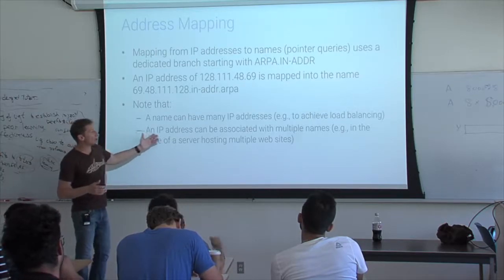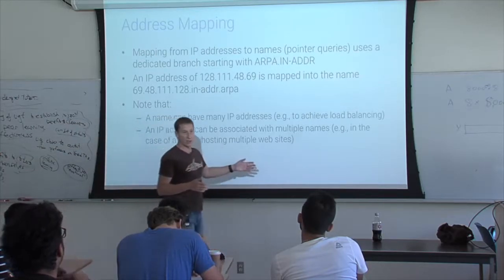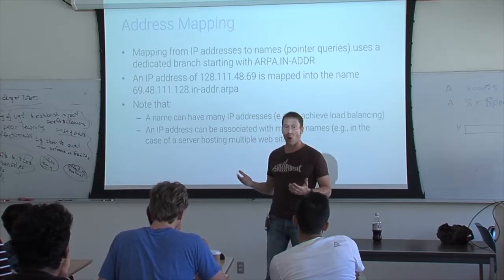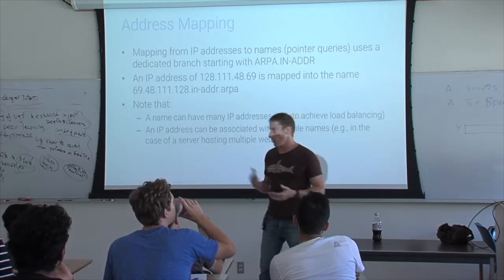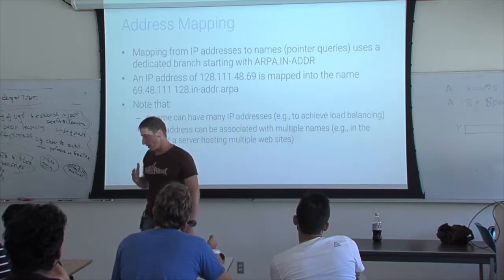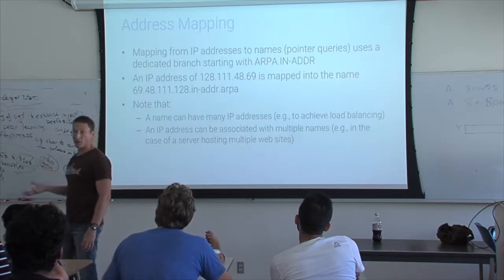And also an IP address can have multiple names. This is classic when you have multi-hosting. So you have a web hosting company with one IP address and 300 websites running on that particular host.